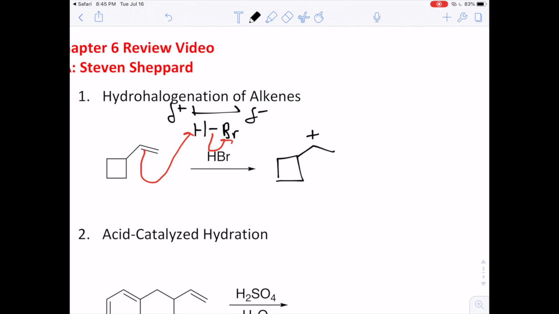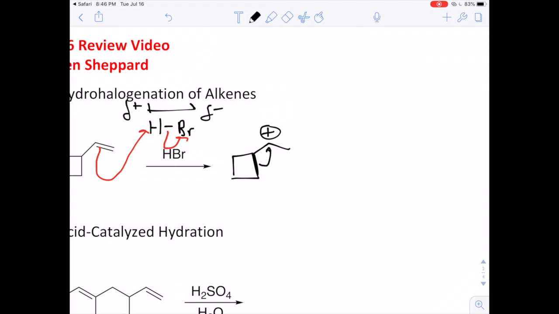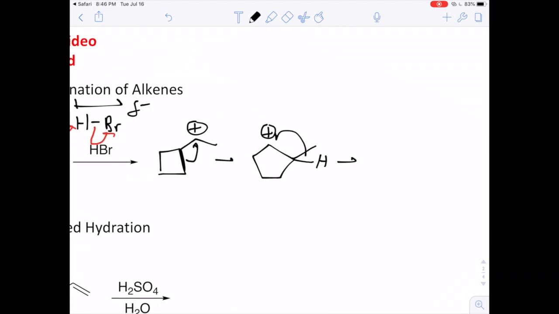And remember, anytime you form a carbocation intermediate, you are always susceptible to rearrangements. And remember, I put that carbocation on the secondary position because we're following Markovnikov's Rule. So you can see that we are going to break this carbon-carbon bond over here and form a ring expansion, because we can do that. So the resulting structure would look something like this, okay? And then remember, you can do a subsequent hydride shift to make that a tertiary carbocation.